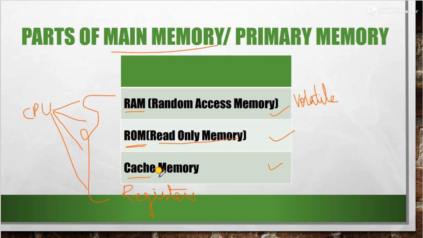Then next we have the cache memory. It is faster than RAM. No doubt this is also volatile in nature. This is faster than RAM. So generally it is placed between CPU and RAM.